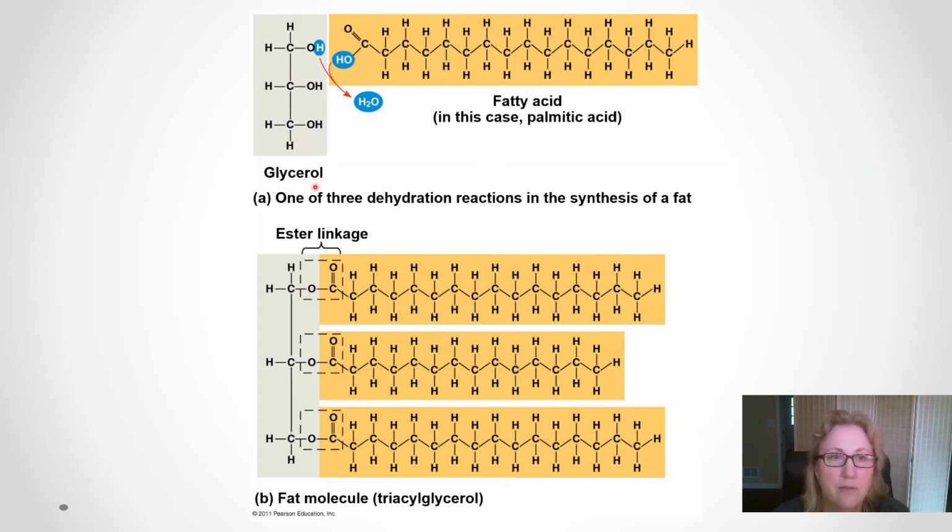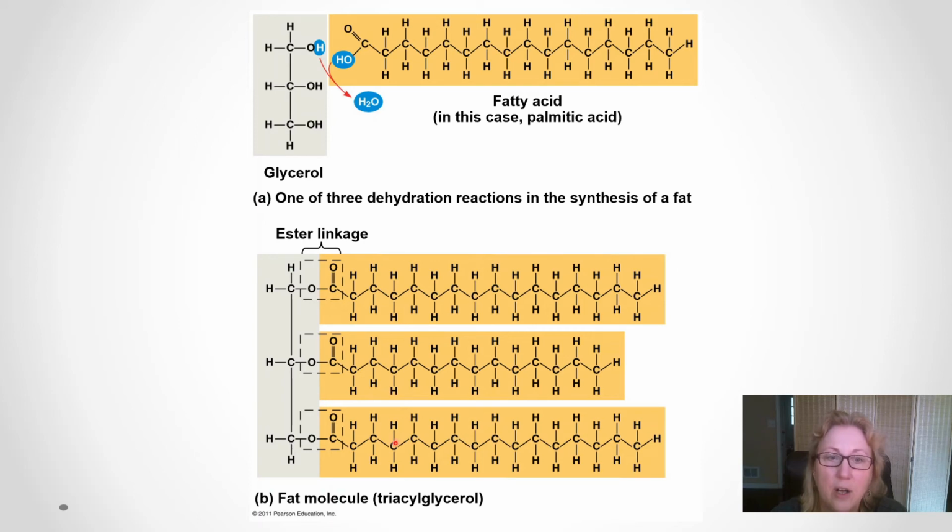It's important in photosynthesis and in cellular respiration. So anyway, this little 3-carbon sugar gets 3 fatty acids linked to it, and there's our triglyceride. And that's because the glyceride, that word comes from the glycerol here. So it's 3 fatty acids linked to a glycerol.